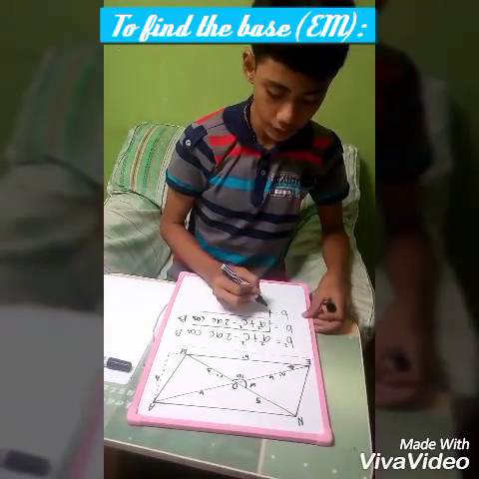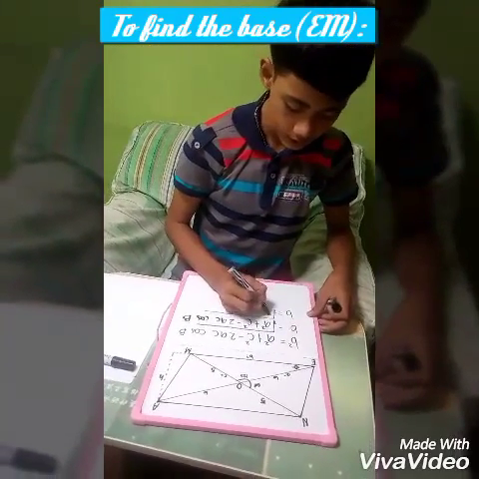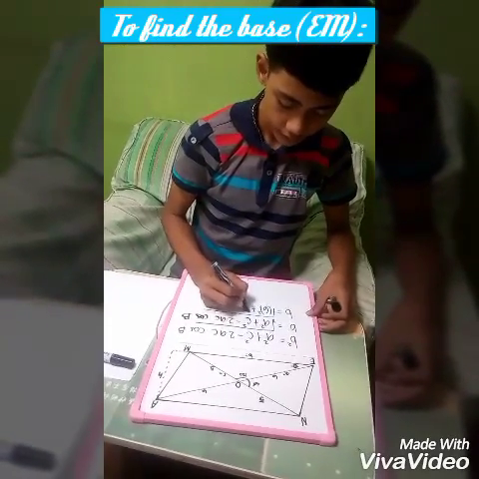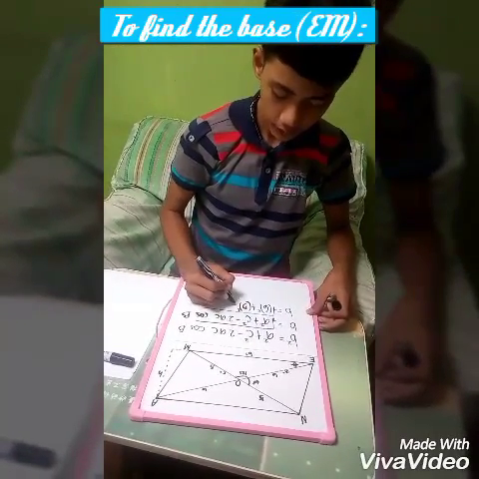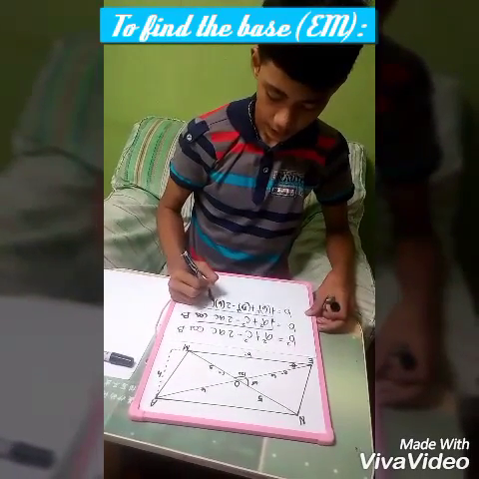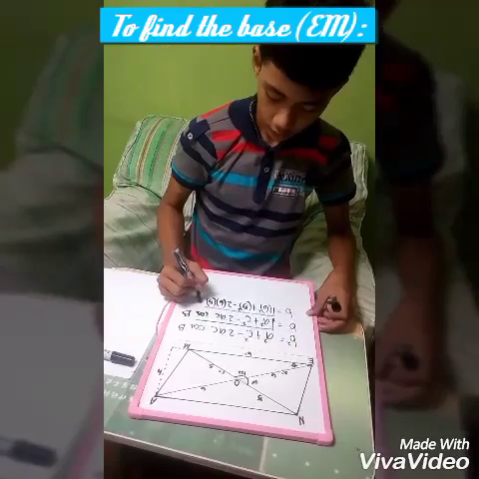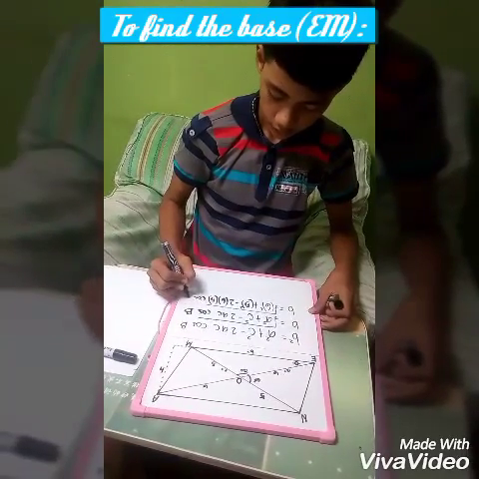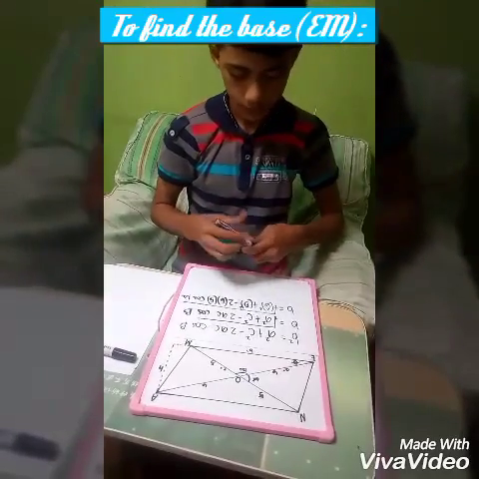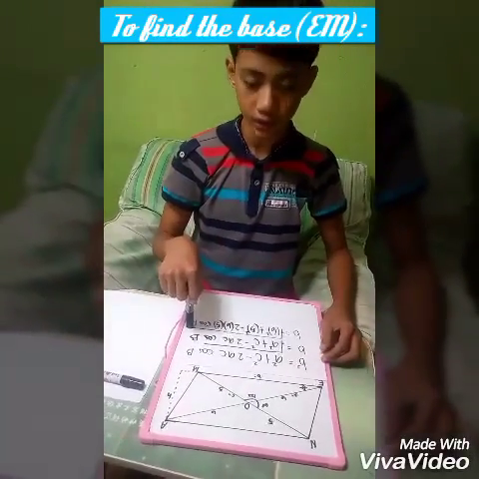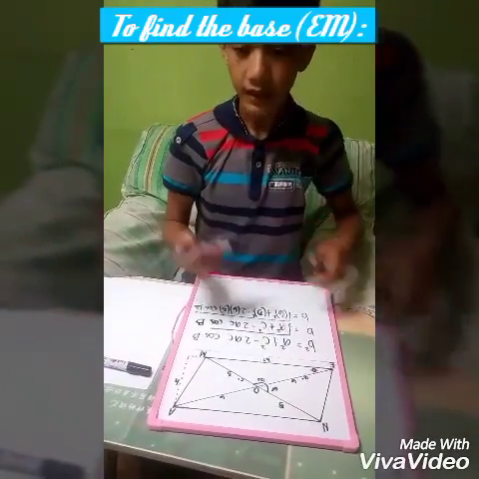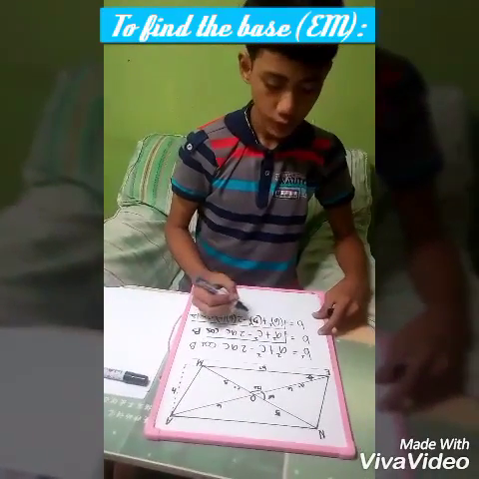B is equal to the square root of 6 squared plus 5 squared minus 2 times 6 times 5 cosine 120. Then bring out your calculator to calculate this. Then you will come up to the answer.